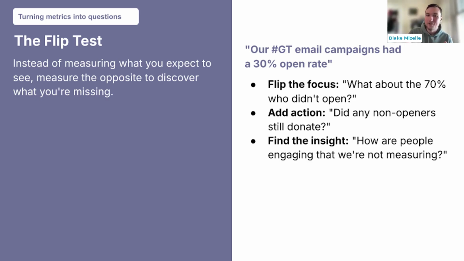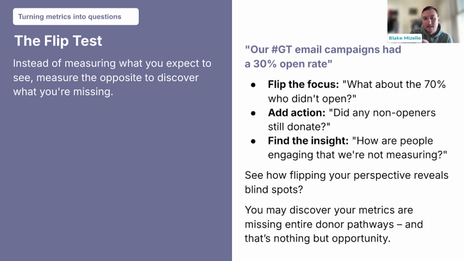And then we're going to add some action there. Did any of the non-openers still donate? And then try to find some insight in that. How are people engaging in ways that we're not measuring? So again, it's about finding the story that hasn't been told, that we haven't uncovered yet with this data. And you see how flipping that perspective can reveal some blind spots.